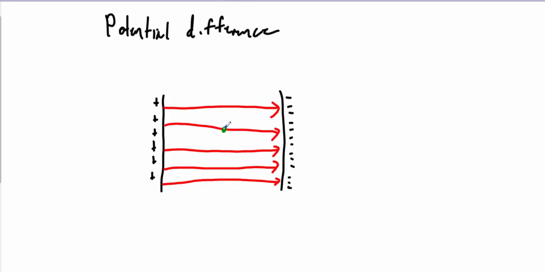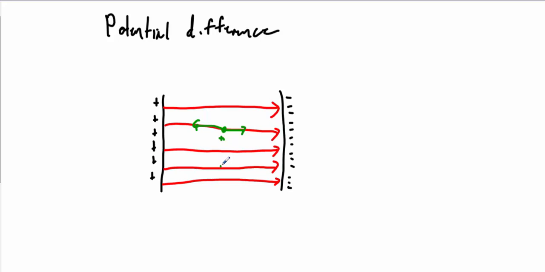So if we put a test charge right here, it has some ability. Let's call this a positive charge. It's got a force exerted on it. There is an electrical force in this direction on that charge. And if we were to move this charge this direction against that force, we would have to do work on it.